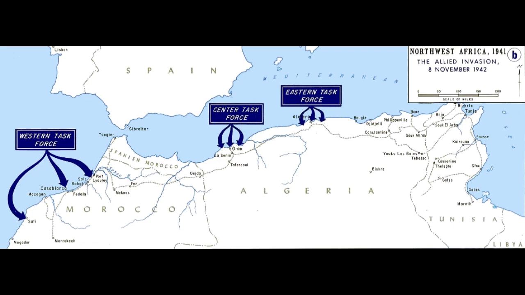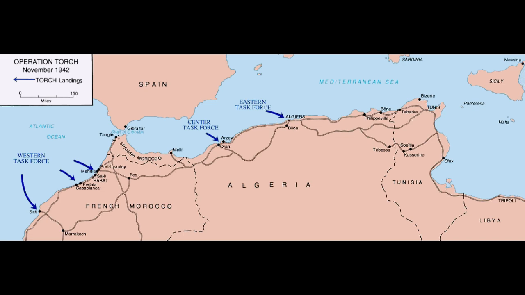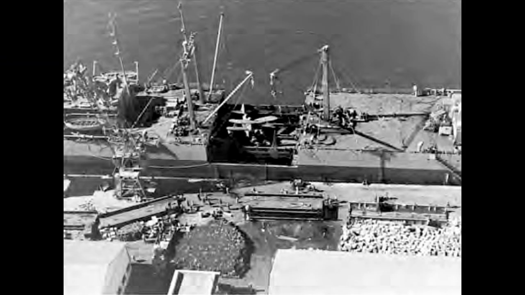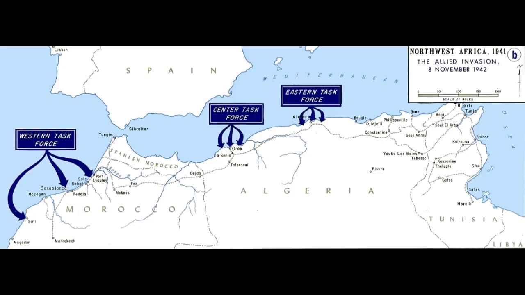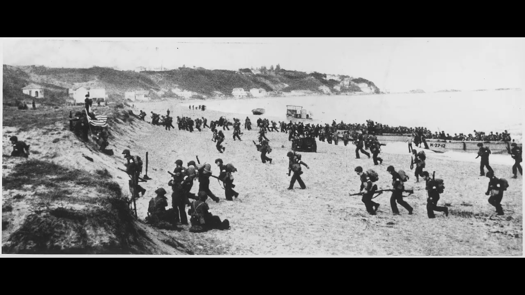Operation Torch, conducted from November 8 to 16, 1942, was the first major Allied amphibious assault during World War II, targeting French North Africa. This operation aimed to gain control over Morocco and Algeria, reduce Axis influence in the region, and prepare for an advance into southern Europe.